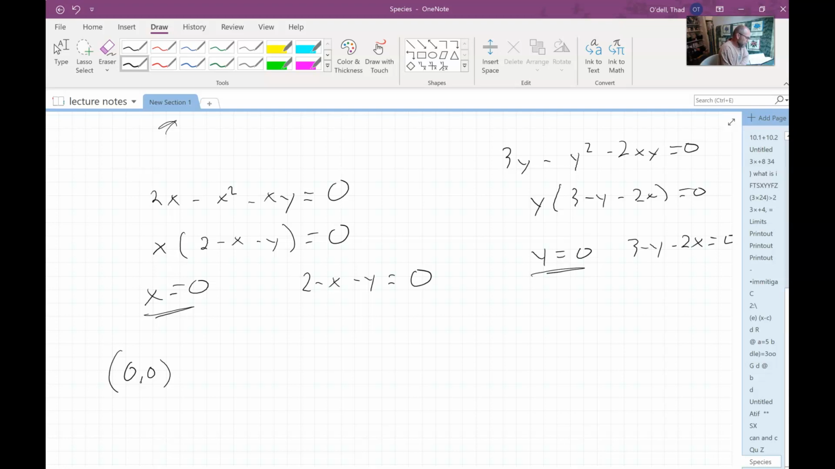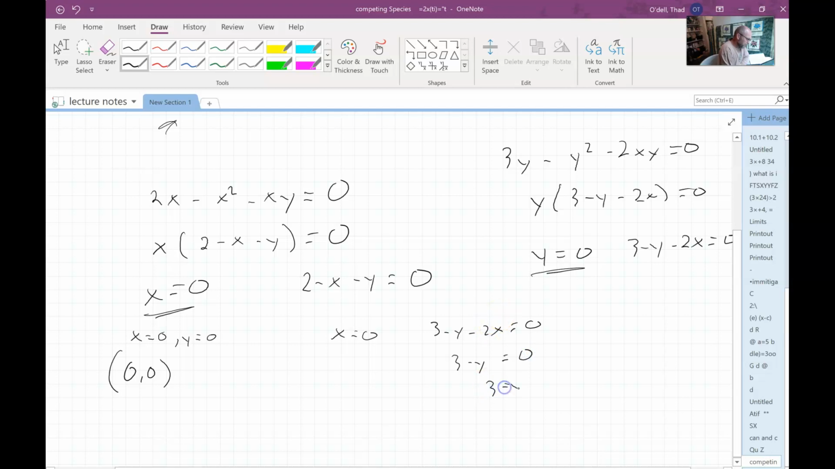Likewise, let's say that's x equals 0 and y equals 0. And then let's also take x equals 0 and 3 minus y minus 2x equals 0 and see what that produces. So if x equals 0, then this would be 3 minus y is equal to 0, because that would just be gone, which means 3 is equal to y.